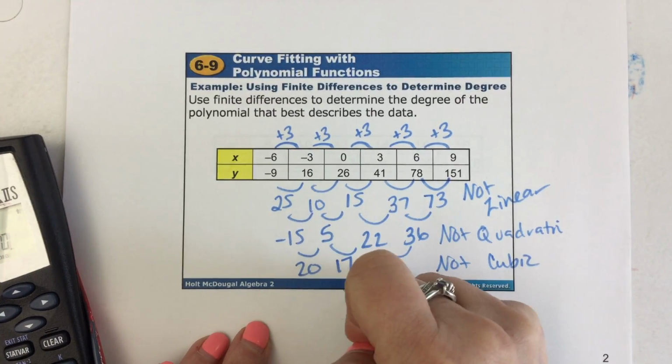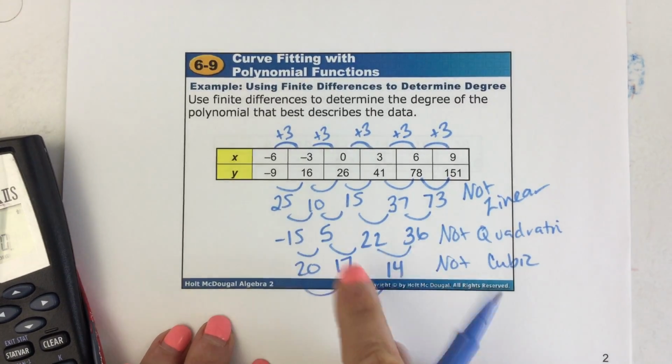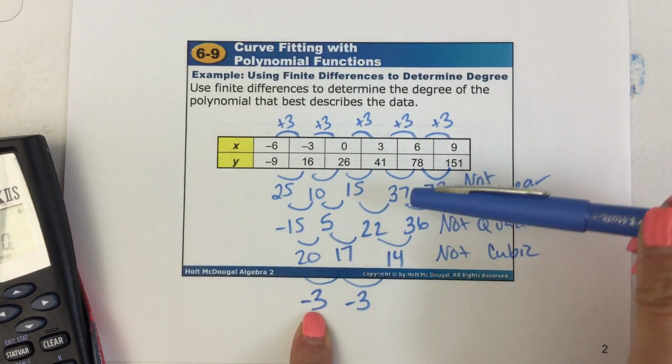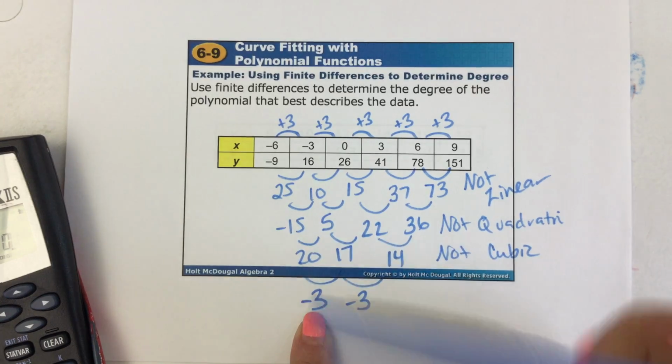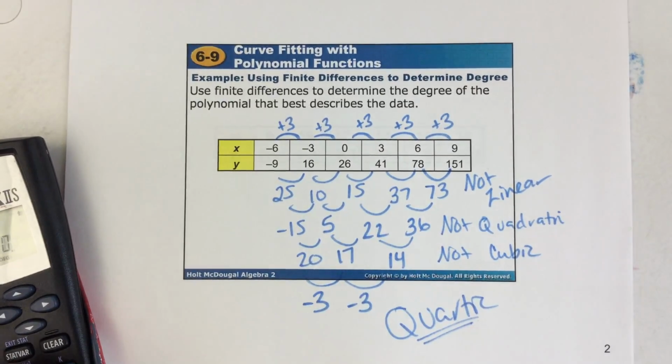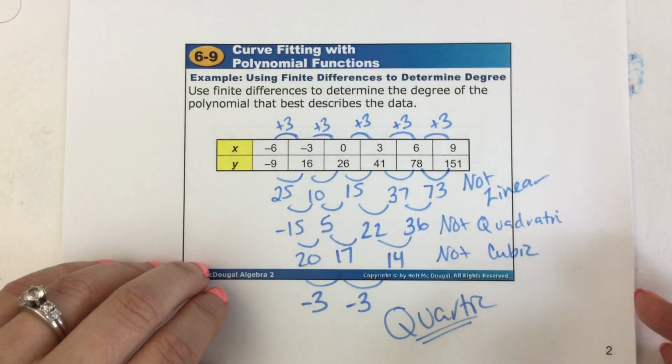14 minus 17, negative 3. 17 minus 20, negative 3. They match. In order to get them to match, I had to subtract 1, 2, 3, 4 times. If you subtract 4 times and then they match, it's quartic. That is it for the day.